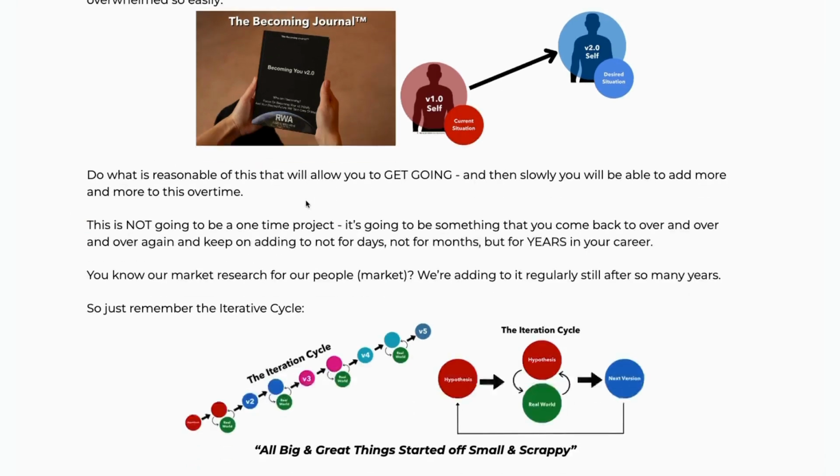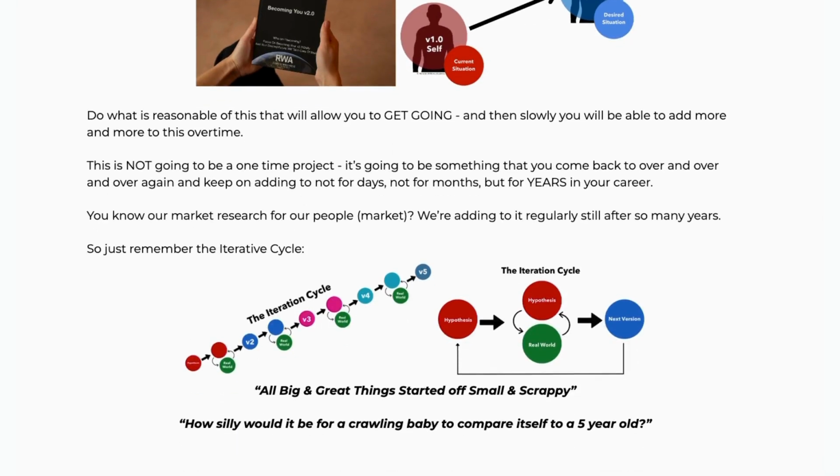It's going to be a one-time big push to get the foundations in place, but then it is going to be all about the iteration cycle. You start off with a hypothesis. The hypothesis meets the real world, and it gives you the next version from there. And then you've got version 2. And then you do the exact same process in version 3 and version 4 and version 5 and version 6. Just remember that all big and great things started off small and scrappy.